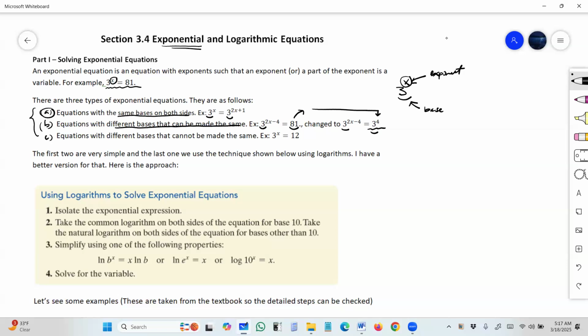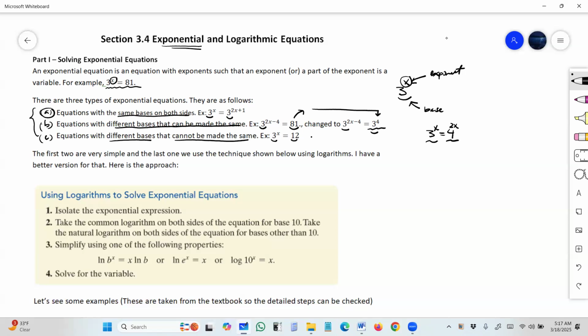And then you have the third type of equation where the bases are different and they cannot be made the same. For example, 3 to the x and 12. I cannot turn 12 into something with a 3 to an exponent. Or for example, 3 to the x equals 4 to the 2x. It's not possible to make them the same. So there's a specific technique for this. And the first and second case are pretty much the same technique.